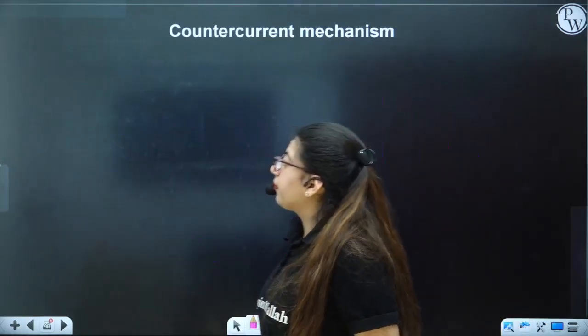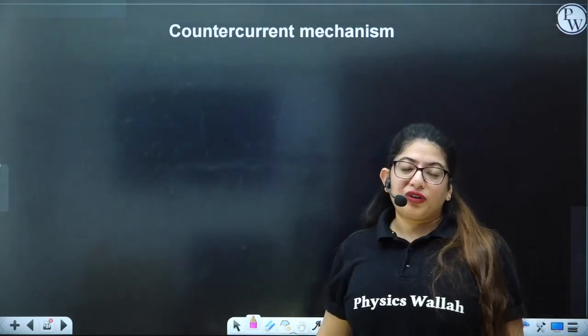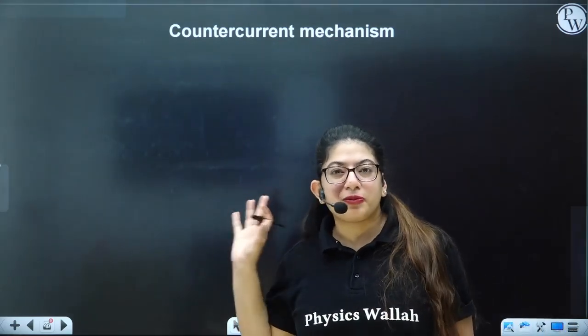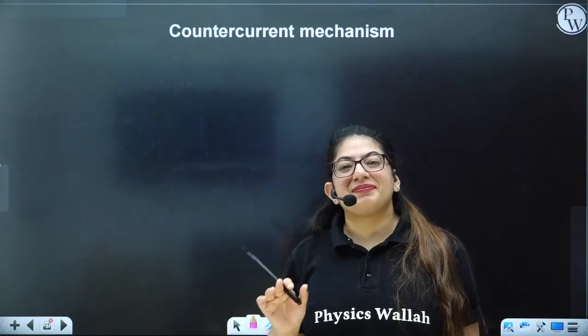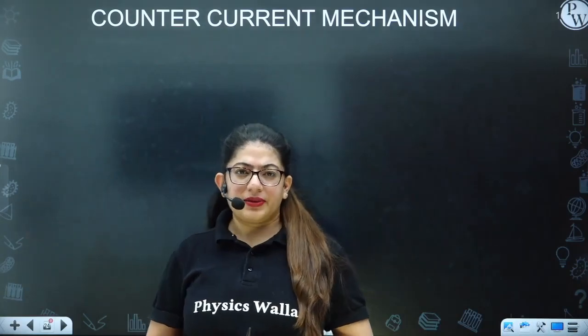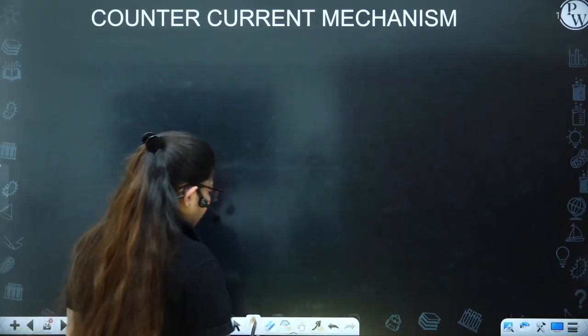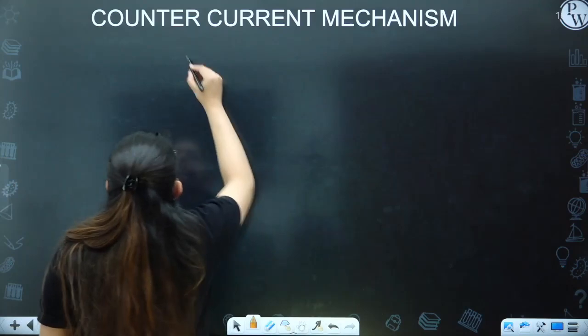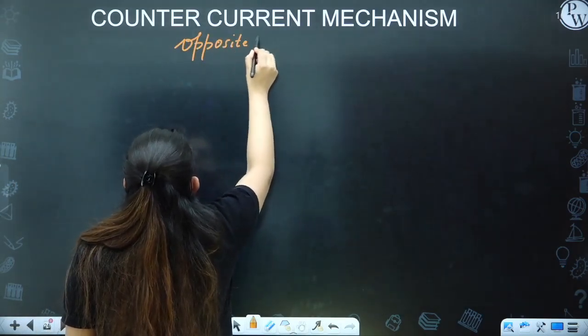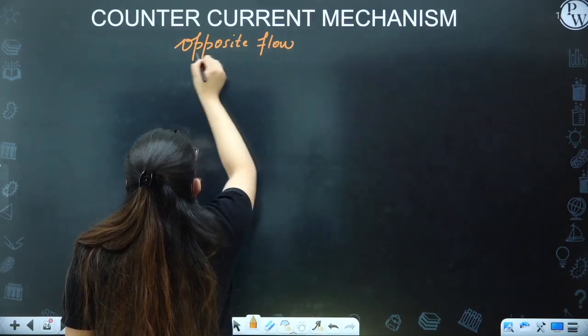Next. So the next topic is countercurrent mechanism. So much awaited. I know all of you face a lot of problems in this, but it's really simple. Let's get started. First of all, what does the countercurrent mean? Countercurrent means opposite flow. So where do we have opposite flow in the kidney?